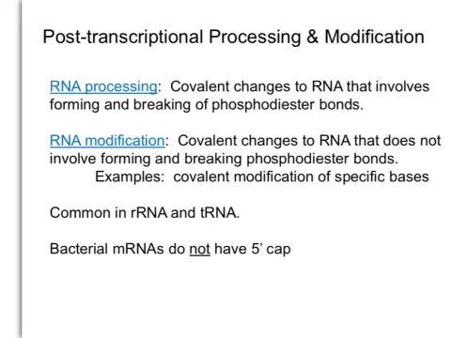RNA processing is covalent changes to the RNA, and this involves the forming and breaking of phosphodiester bonds. RNA modification is covalent changes to RNA that don't involve forming and breaking of phosphodiester bonds, but rather are the modification of specific bases. These are most common in ribosomal RNA and tRNA, and not much in messenger RNA. Note also that bacterial messenger RNAs, unlike eukaryotic RNAs, do not have a 5' cap.